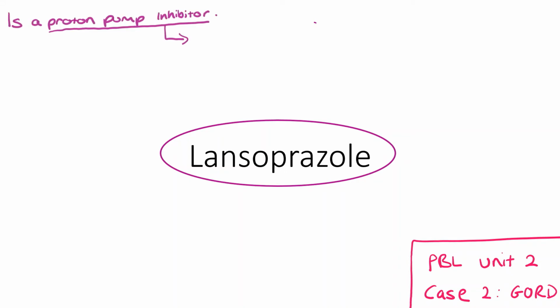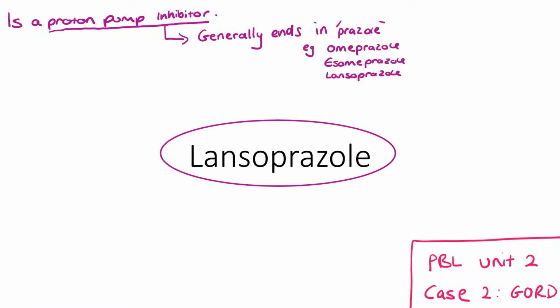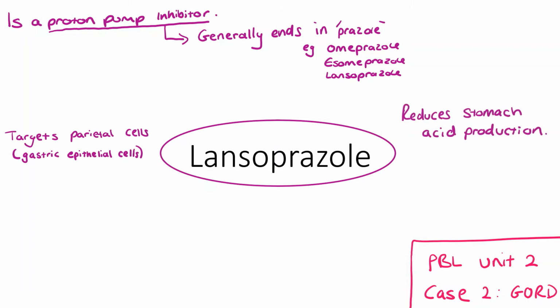Lansoprazole is a proton pump inhibitor, which means it inhibits the normal action of a proton pump. Generally these have a similar ending, and you can recognize proton pump inhibitor drugs by the way they look. An example of this would be omeprazole, and it has the same ending as lansoprazole. Proton pump inhibitors target parietal cells and reduce the production of stomach acid.